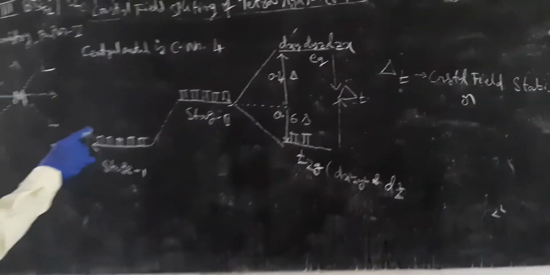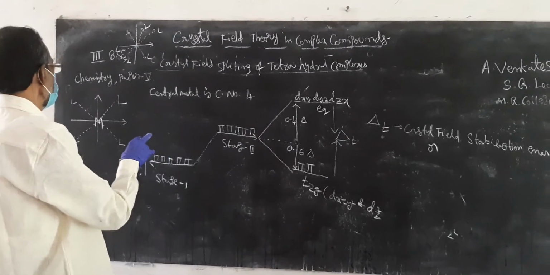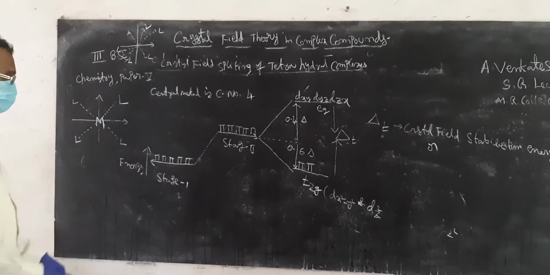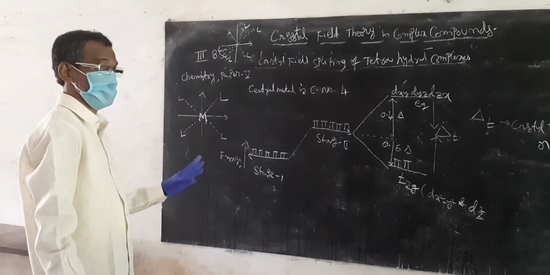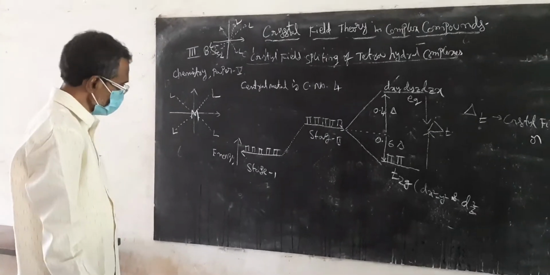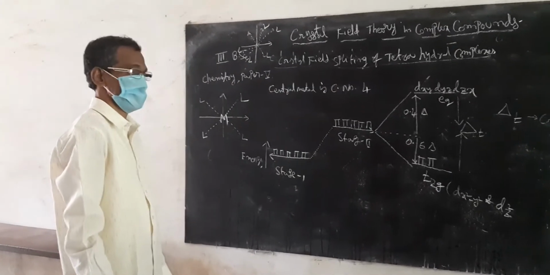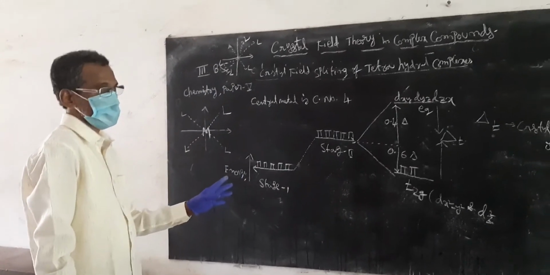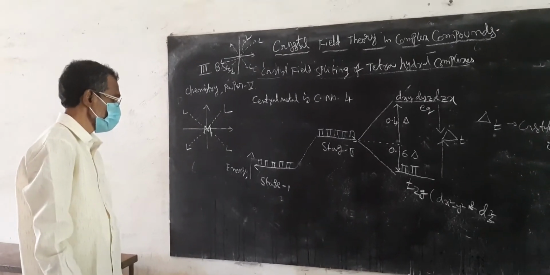So that is the crystal field splitting of d orbitals in tetrahedral complexes. This is crystal field theory, with d orbitals splitting in two ways: octahedral complexes and tetrahedral complexes. That is crystal field splitting of octahedral and tetrahedral complexes.